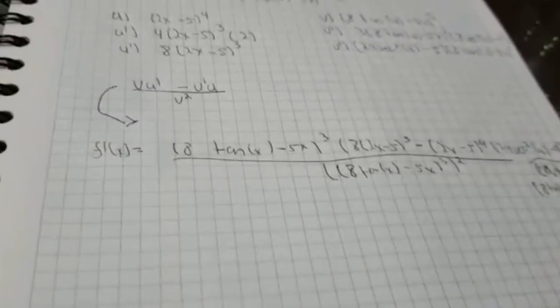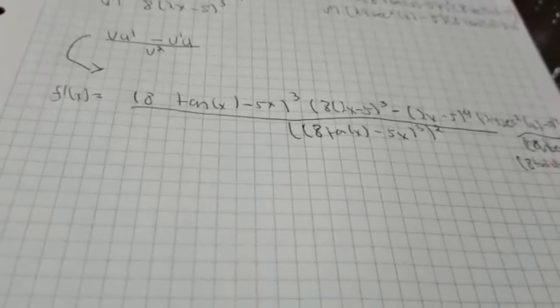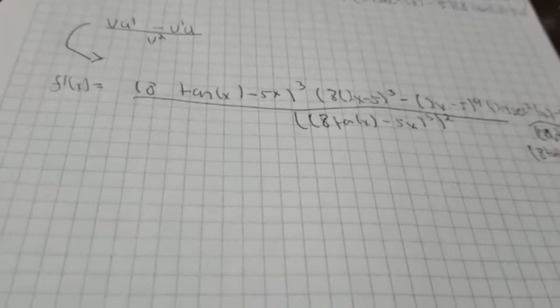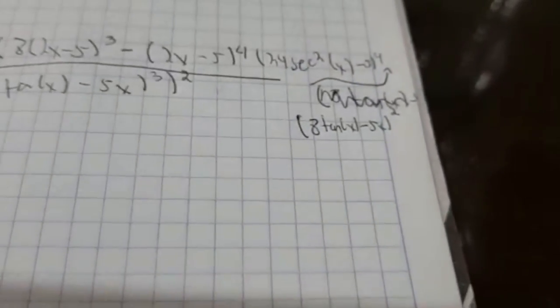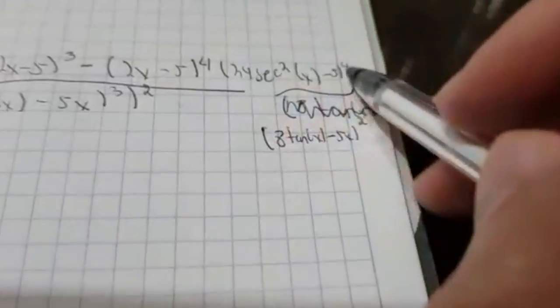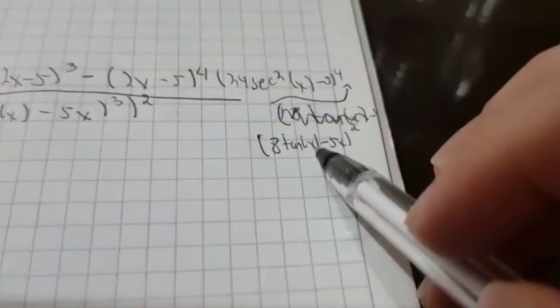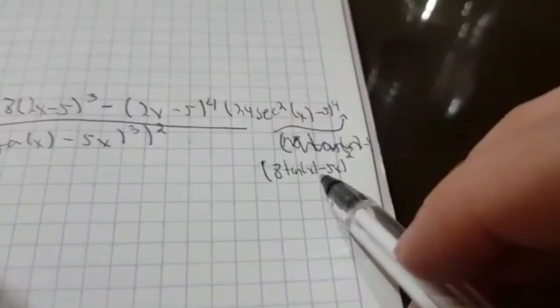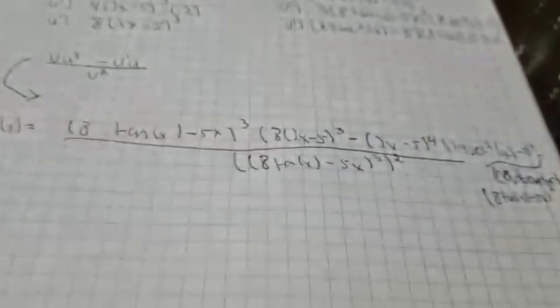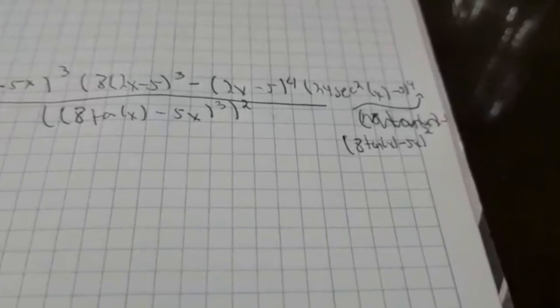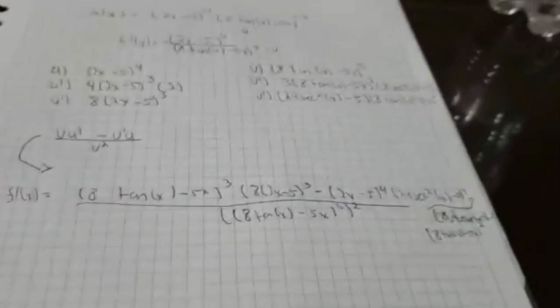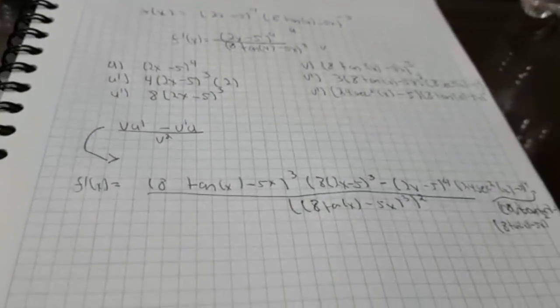But that is how the expression turns out. It's going to be 8 tan x minus 5x cubed times 8 2x minus 5 cubed minus 2x minus 5 to the 4 times 24 secant squared x minus 5, just like here, times, don't forget, 8 tan x minus 5x squared. All that divided by 8 tan x minus 5x cubed, and all that squared. Okay, so these are the first 3 steps. I think they're the longest steps of the process.